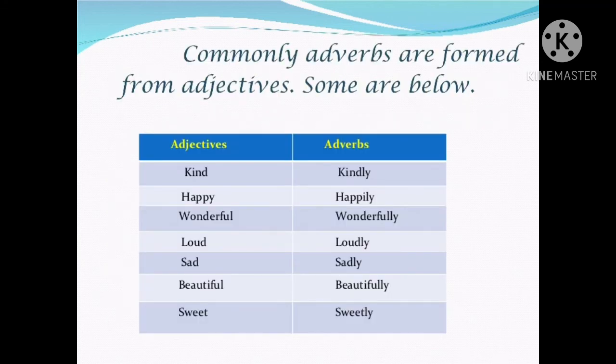Now let me tell you how adverbs are formed. Commonly adverbs are formed from adjectives. For example, kind, kindly, happy, happily, wonderful, wonderfully, loud, loudly, sad, sadly, beautiful, beautifully, sweet, sweetly. Likewise, we have adverbs that are formed from adjectives.